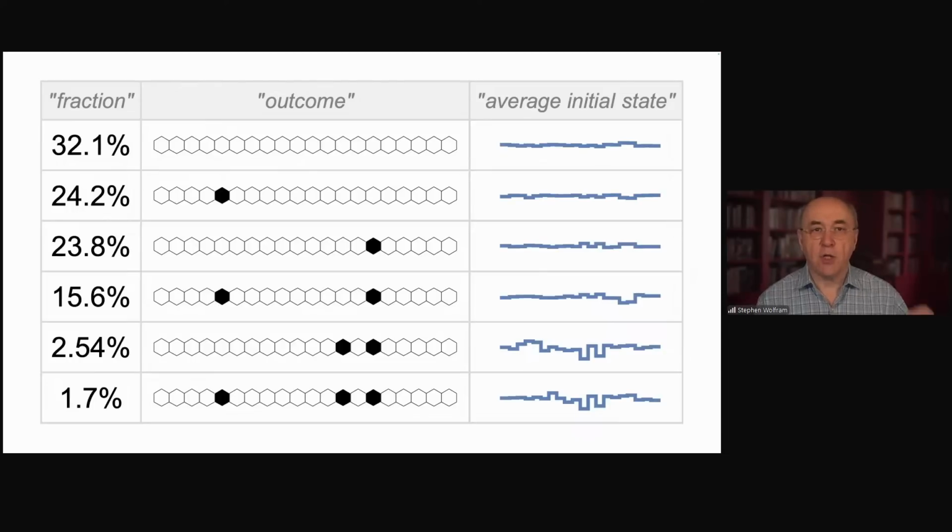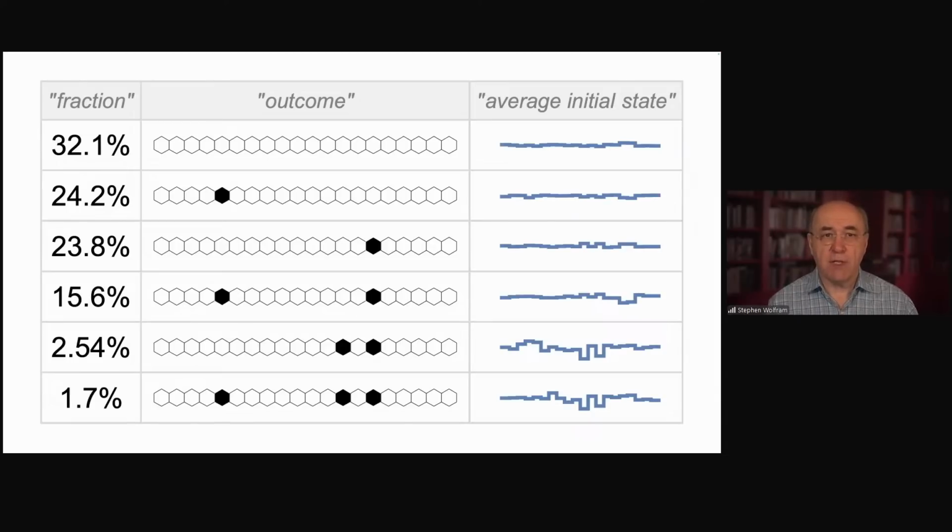But okay, so what initial states are in the basins of attraction of, i.e. will evolve to, the various outcomes here? The fairly flat plots here indicate that the overall density of black cells gives very little information about what attractor a particular initial state will evolve to.